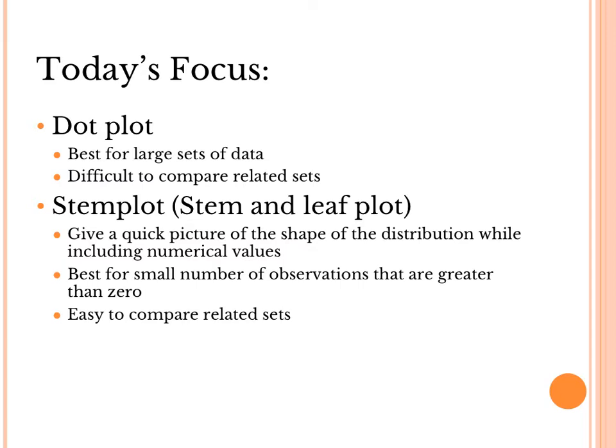Stem plots not only give us a good picture of the shape of a distribution, as many of our graphs do, but this also includes the numerical values in the plot itself, which is kind of a nice feature. Stem plots are best for small data sets and don't work well for negative numbers. So we like a small number of observations that are greater than 0 to make a stem plot. Stem plots make it really easy to compare related sets as long as there are no more than 2 sets that we're trying to compare.